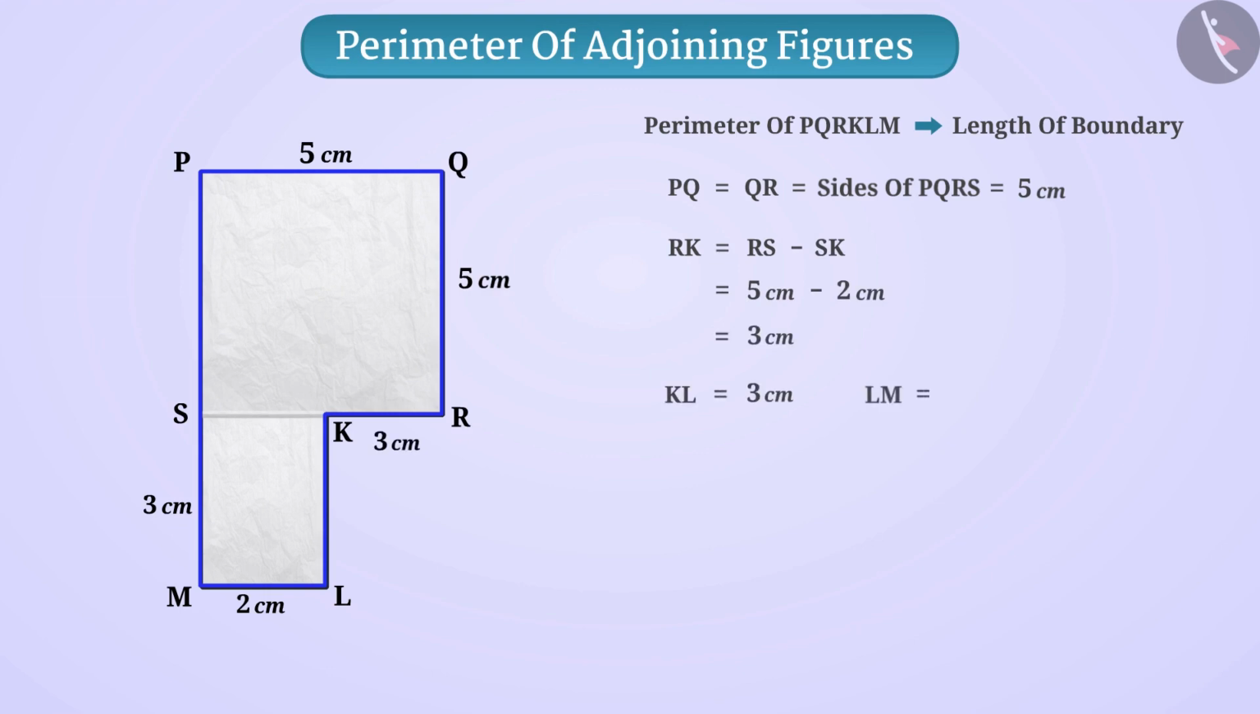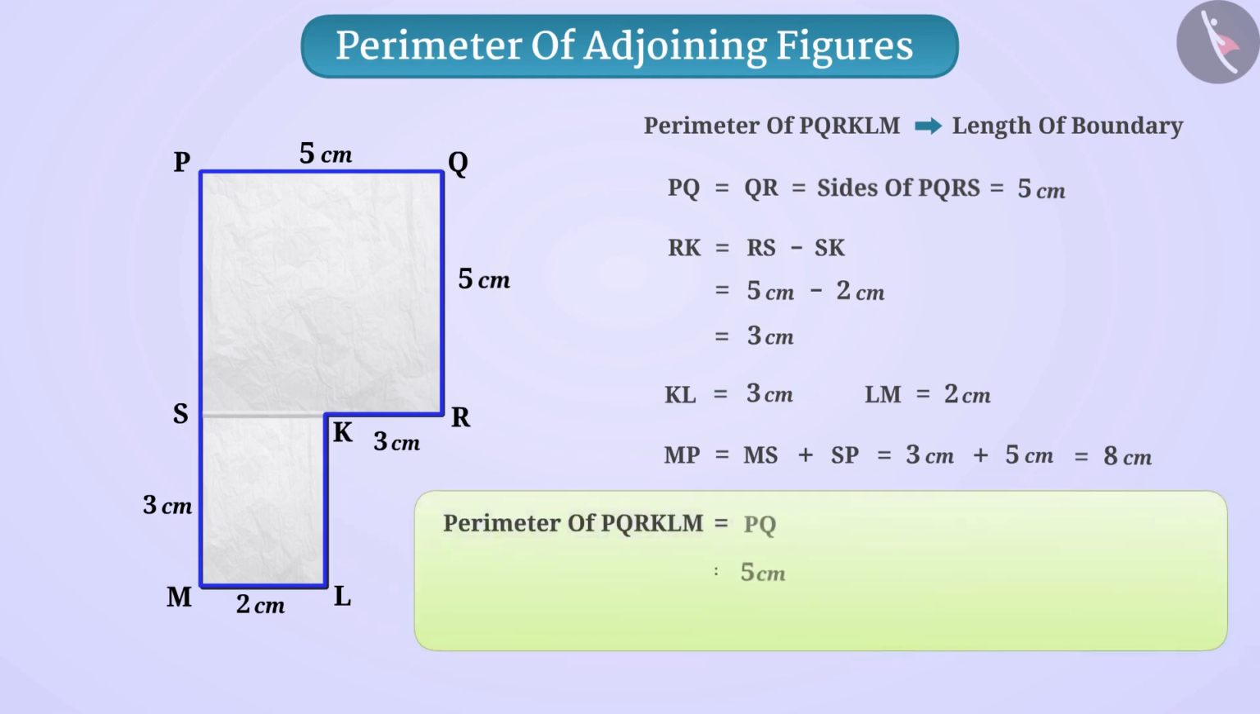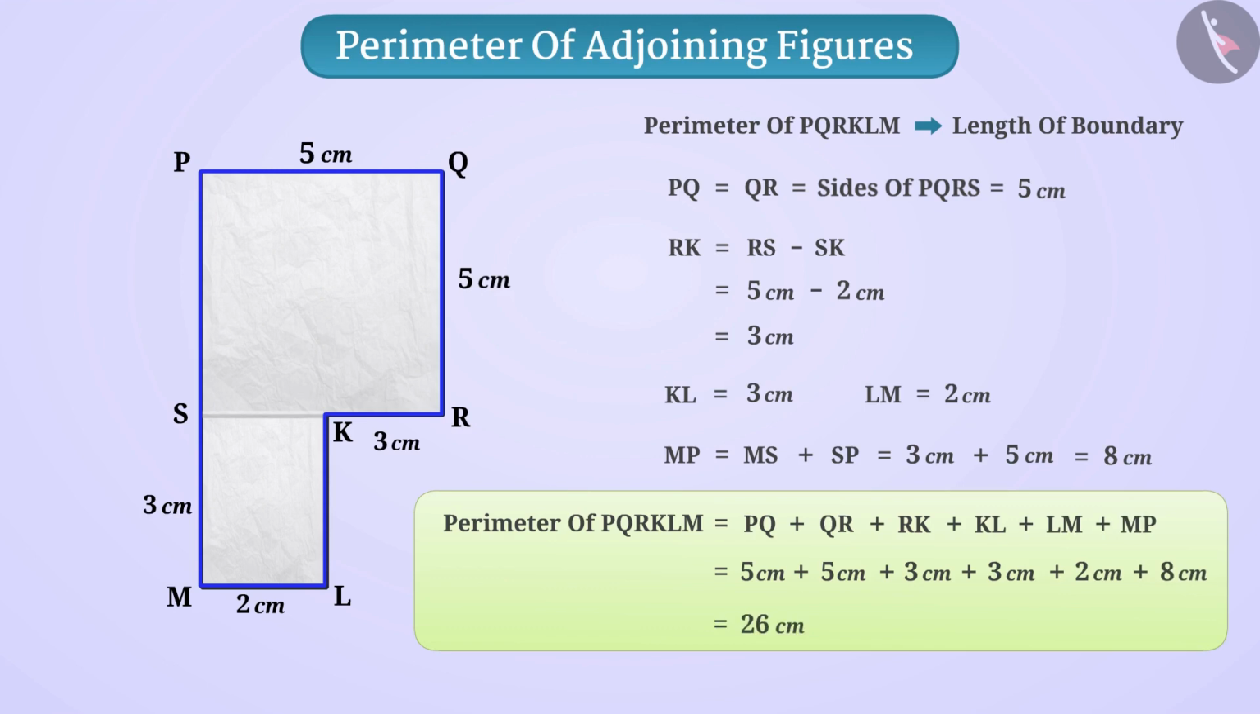Similarly, LM is equal to 2 cm. Similarly, MP is equal to MS plus SP is equal to 3 cm plus 5 cm is equal to 8 cm. In this way, the perimeter of figure PQRKLM will be PQ plus QR plus RK plus KL plus LM plus MP is equal to 26 cm.